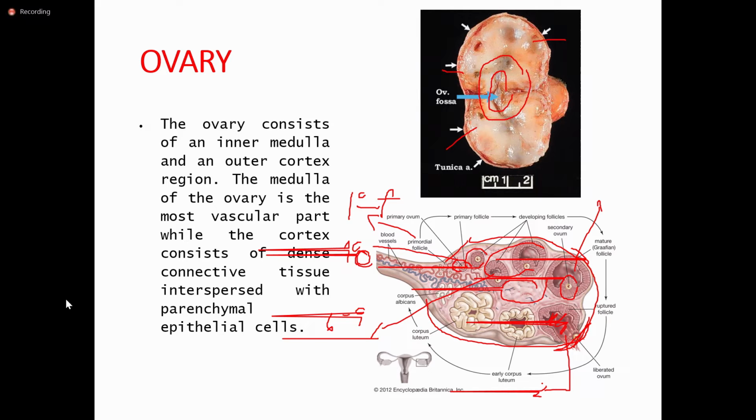Anong structure na yon kapag na-fill ng blood yung antrum at saka yung location dati ng egg cell? Blood. Anong magiging tawag sa structure na yon? We call this as, ano yon?